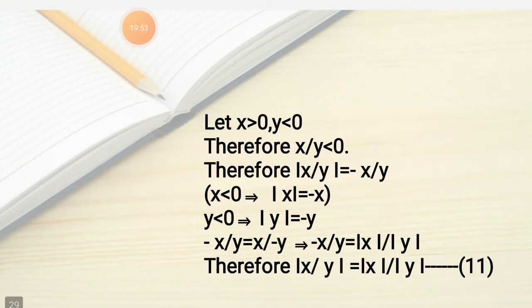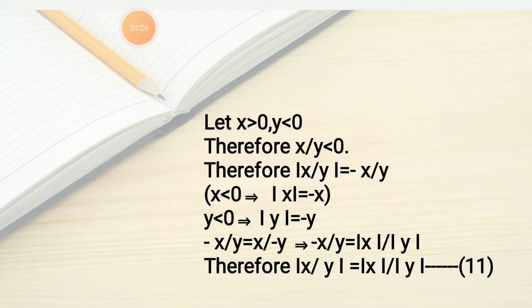Second case, x positive, y negative. Therefore x by y is negative. By definition of modulus, mod of x by y equals minus x by y. I wrote the reason in the bracket. X negative means mod x equals minus x, y negative means mod y is minus y. So minus x by y can be written as minus x means mod x. But here what we did is minus x by y is written as x by minus y.